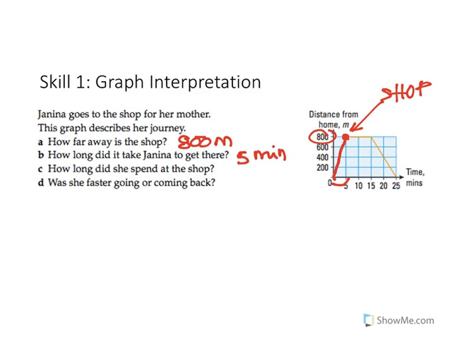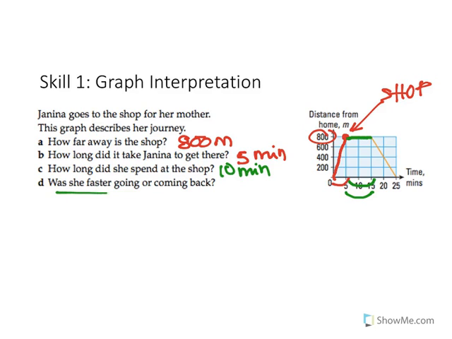How long did she spend at the shop? Now, we can tell that she spent 10 minutes at the shop, from 5 to 15, because the line is straight. This indicates that there is no change in her distance, that she stayed at the shop for that long. So she stayed there for 10 minutes.